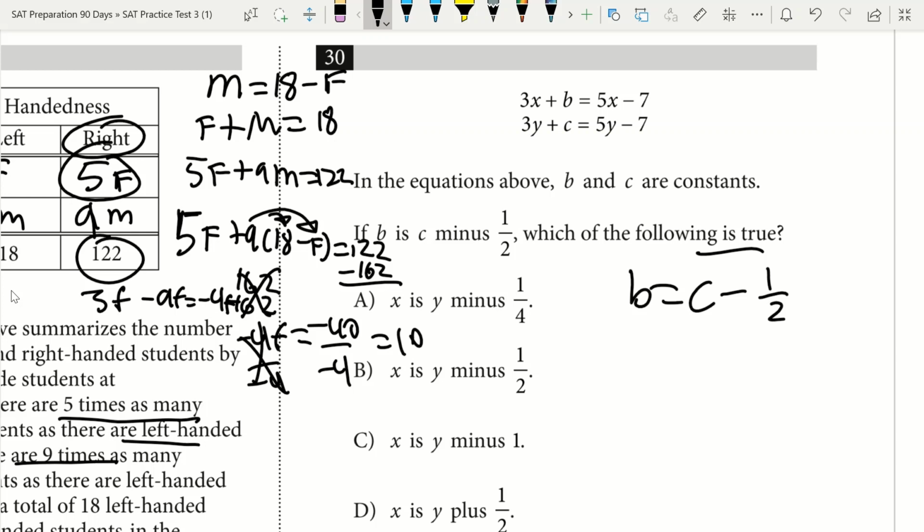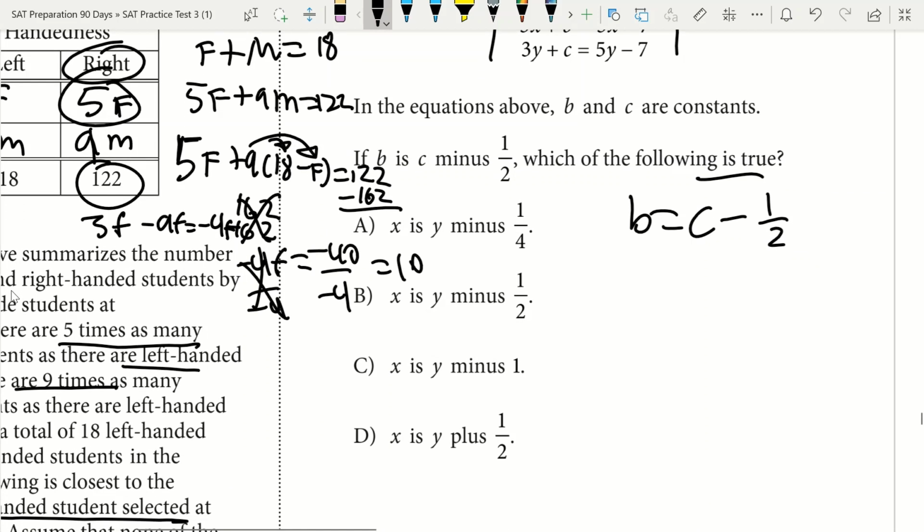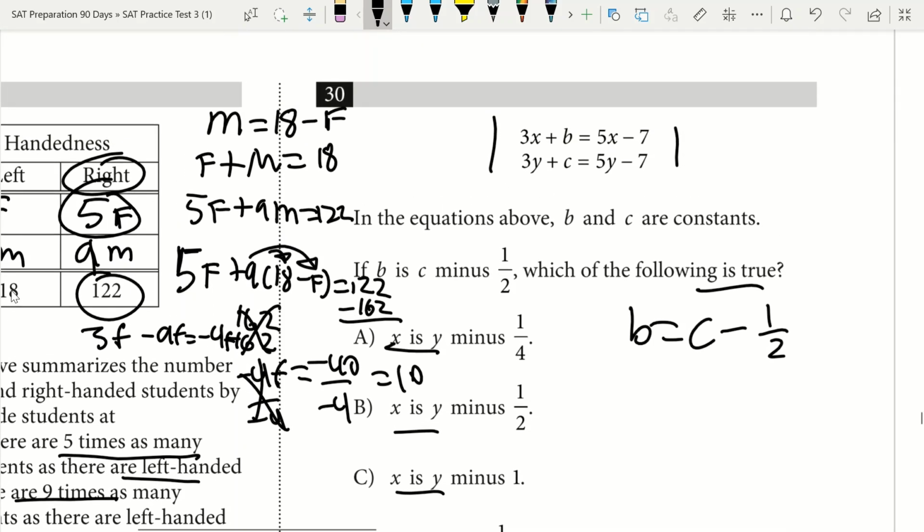All right, well, in order to solve for this, I'm looking at my stacked equations here. And what I'm going to look to do is get them equal to each other. That way I can solve for what X is equal to, right? Because I look at my answer choices and they all say X is Y plus or minus something, so I have to solve for whatever X is. If I want to solve for X, I want to get both of these equations equal to the same thing.